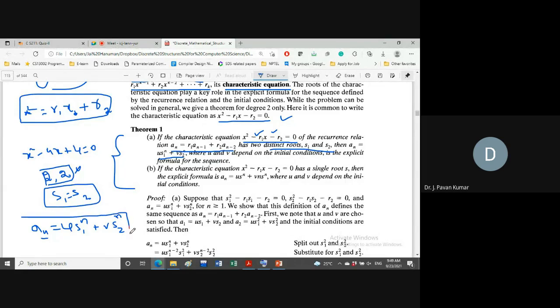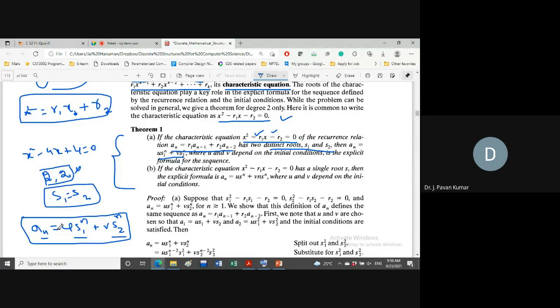Although this is the direct formula, we know the values of S1 and S2 because those two are distinct roots of the characteristic equation. But we can obtain U and V by substituting the initial conditions. Consider the Towers of Hanoi only. If we have only one disk, how many moves do we have to perform? Only one. If we have two disks, then three moves.